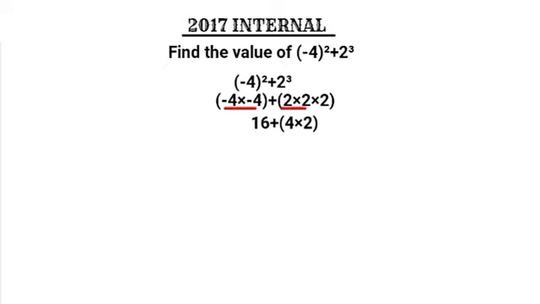Next we are going to multiply 4 by 2. Before I do that, let me just write 16 plus, then we multiply 4 by 2, which will give us 8. Then we find the sum of 16 and 8, which is going to be 24. So 16 plus 8 is 24. So 24 is the correct answer for this question. I hope this is the answer you got when you paused the video and tried to work it out. So let's go to the next question.